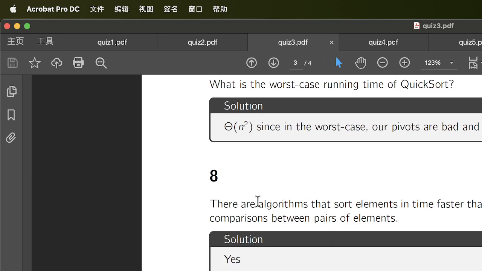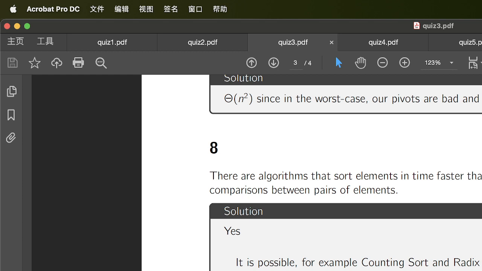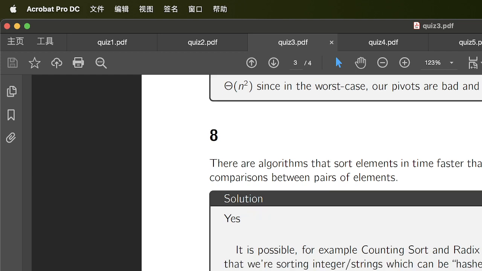Okay, number 8, there are algorithms that sort elements in time faster than O of n log n by not relying on doing comparisons between pairs of elements. So the answer is yes, because it is possible. For example, we have covered counting sort and radix sort in the class, and both of them do not rely on doing comparisons, right? They use a similar technique as hashing, just using multiple chunks. So actually the best runtime would be O of n, I guess, right?